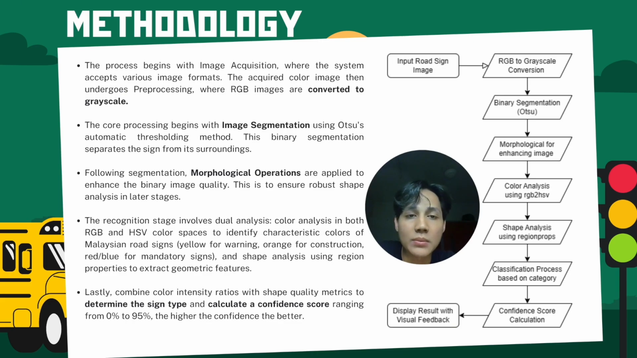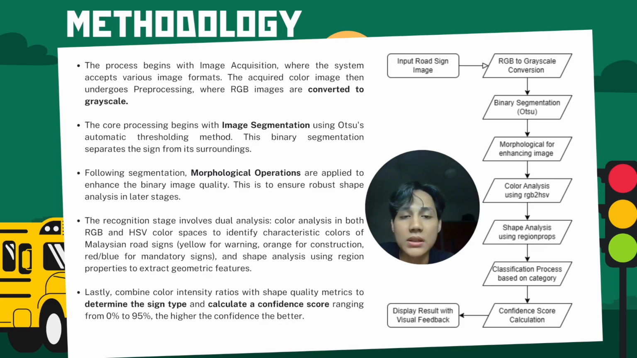Then comes image segmentation. We use a method called auto thresholding. Don't worry about the name. It simply means the system tries to separate the road sign from the background automatically. It turns the image into black and white, making it easier to find just the right sign. After that, we apply morphological operations. This step improves the quality of the image, especially the shape of the road sign. It helps clean up small dots or holes, so we get a clear shape for analysis.